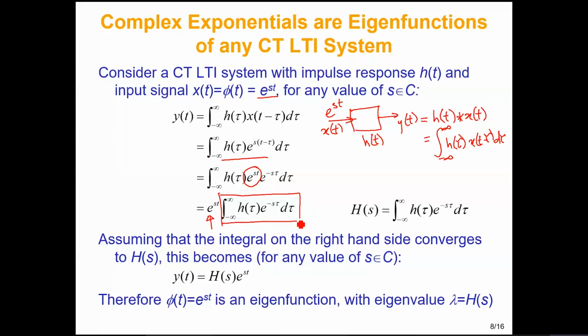So we can just write h of s for this. So your output became h of s into e raised to the power of st. So input was e raised to the power of st, output came out to be something which was h of s multiplied by e raised to the power of st.